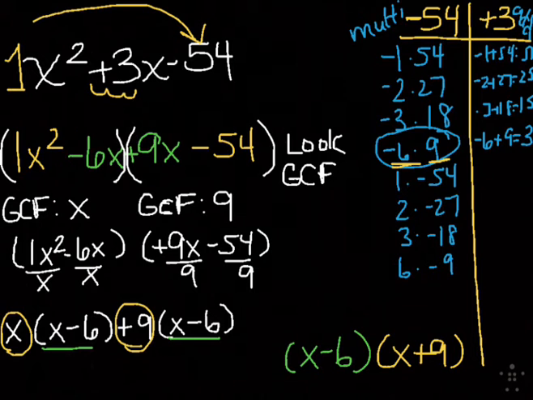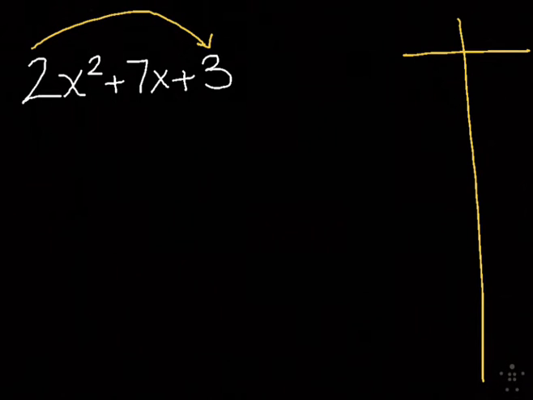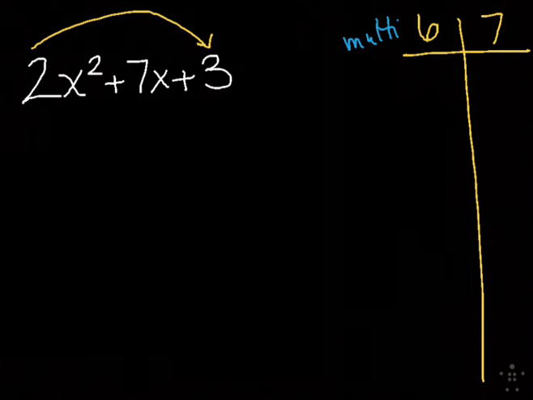Okay, let's do another one. On this one, we already have a number in front. We have 2x squared plus 7x plus 3. So I'm going to multiply the first and last number. Draw my chart on the side. So 2 times 3 is 6, and our middle number is 7. So remember, I'm looking for numbers that multiply to 6 and they add to 7.